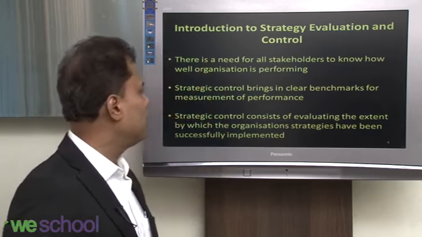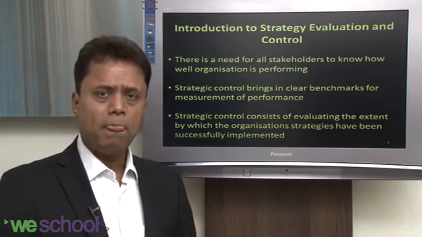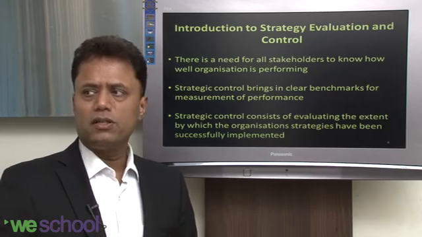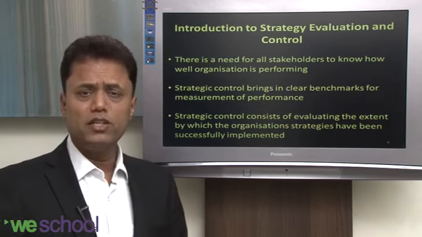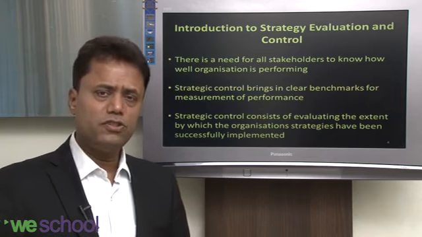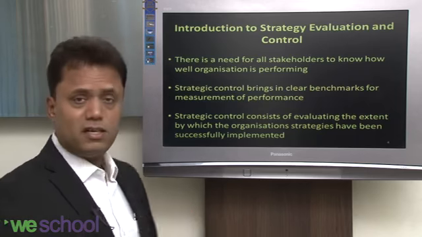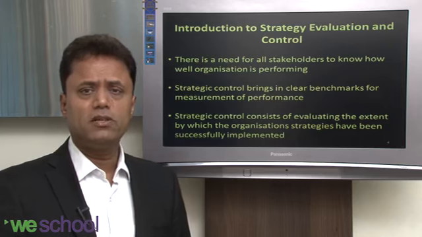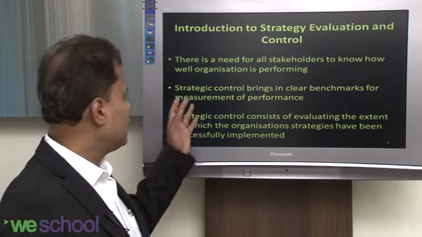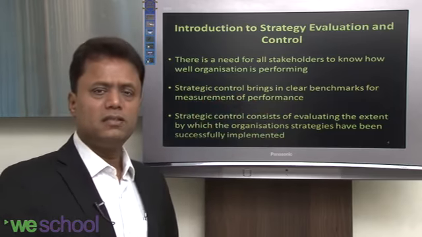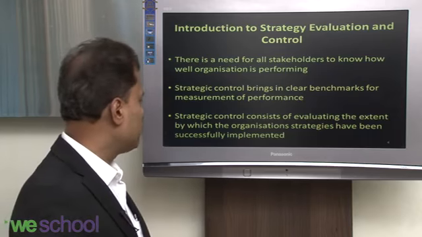Strategy control brings in clear benchmarks for measurement of performance. How do you set benchmarks, and how do you map them with your growth plans? What kind of benchmarks do you need to adopt for the different categories of functional KRAs, whether it is financial performance, client experience, operational excellence, or people and culture? Strategic control brings clear benchmarks in these KRAs and then sets KPIs for measurement during the execution.